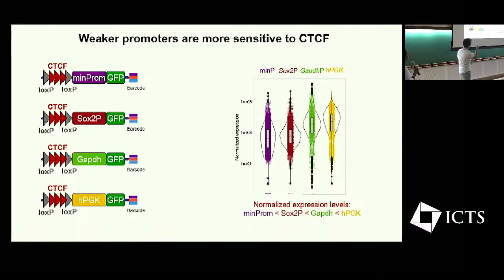So here, each circle is one integration, right? Because we're integrating randomly throughout the genome, if it's closer to an enhancer, it's going to be more expressed than if it's further. But you can see the distribution of all integrations from one specific cassette, how this is weaker than what this achieves, or this and that. And you can see how the PGK, which is probably the strongest promoter we have, drives the strongest level, and it's also the smallest distribution.